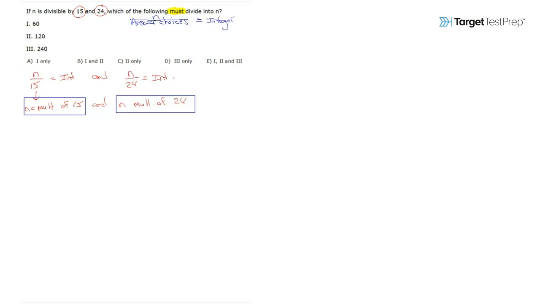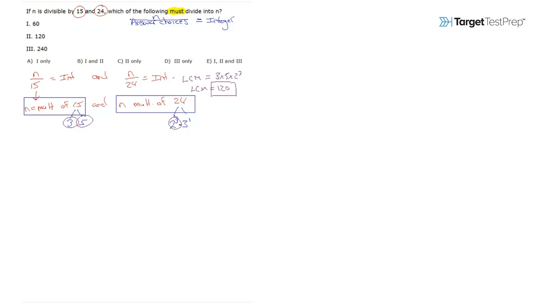Now, we talked about least common multiple last time. 15 and 24 are not huge numbers, so you can always prime factorize if you have to come up with the least common multiple. We have a 3 and a 5 here, and we have a 2 to the 3 and a 3 to the 1 here. If we take the largest power of each prime, we take a 5, a 3, and a 2 to the third. When we multiply that out, we get 120 as our least common multiple. So what we've determined is that the smallest possible value that n can be is 120.